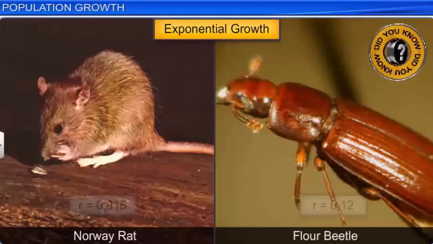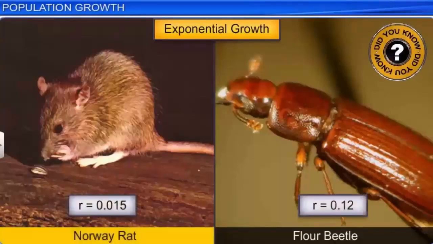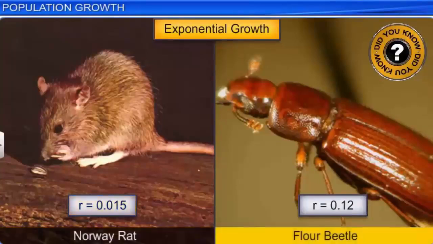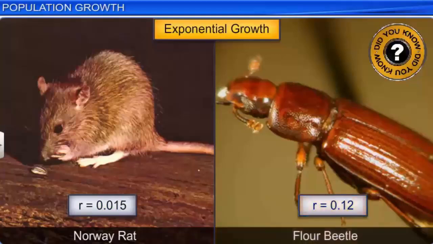Did you know that the value of R for the Norway rat is 0.015 and for the flower beetle is 0.12? These numbers indicate that the rate at which the population size of the flower beetle increases is greater compared to the Norway rat.